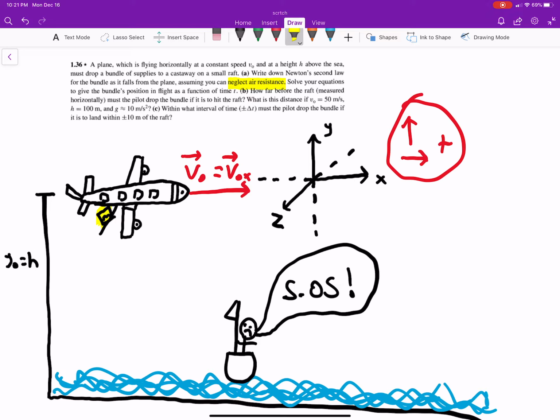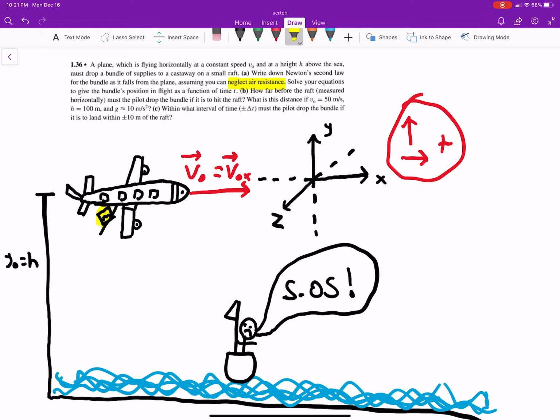Solve the equations to give the bundle's position in flight as a function of time. B, how far before the raft, measured horizontally, must the pilot drop the bundle if it's to hit the raft? And what is this distance if v naught equals 50 meters per second, the height is 100 meters, and g is about 10 meters per second squared? And then C, within what time interval, plus or minus delta t, must the pilot drop the bundle if it's to land within plus or minus 10 meters of the raft?